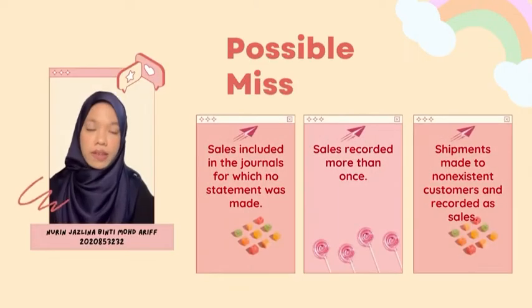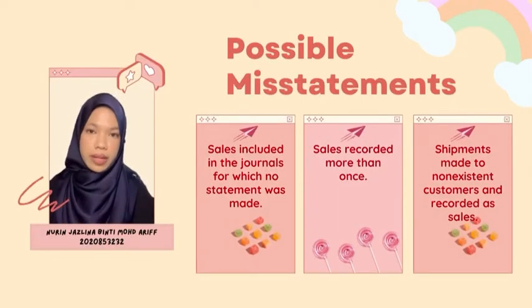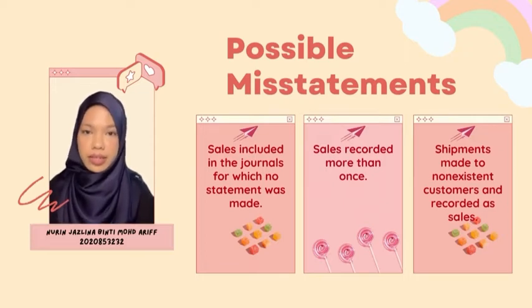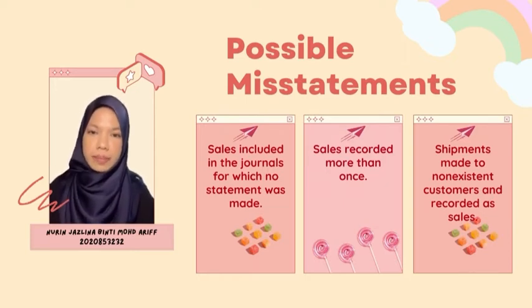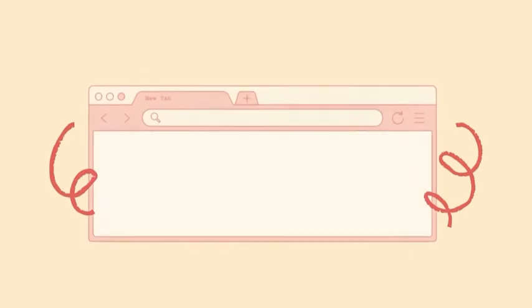For this objective, the auditor is concerned with the possibility of three types of misstatement. Firstly, sales are included in the journals for which no shipment was made. Next, sales recorded more than once, and also shipments made to non-existing customers and recorded as sales. The first two types of misstatement can be due to an error or fraud, while the last type is always a fraud. All of the three misstatements will lead to an overstatement of assets and income.